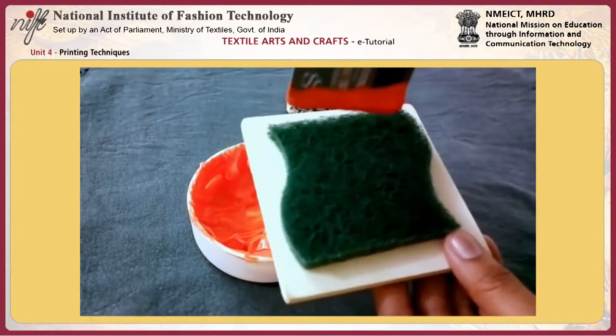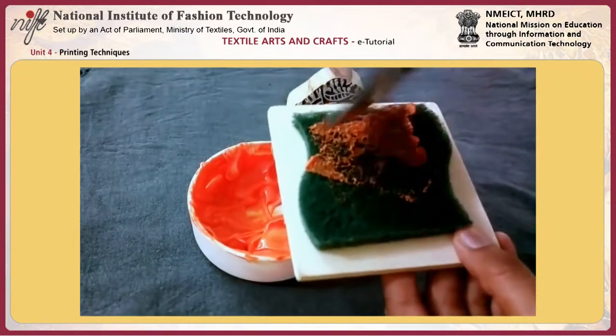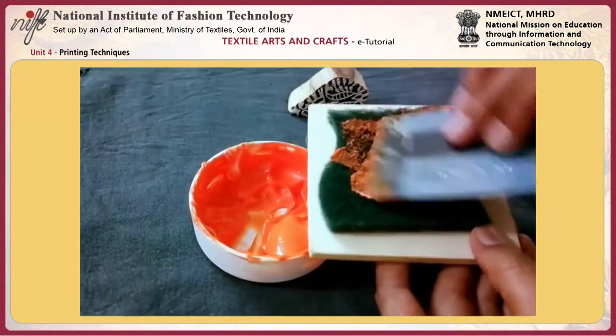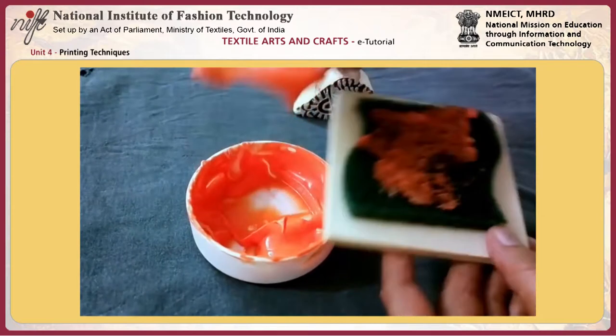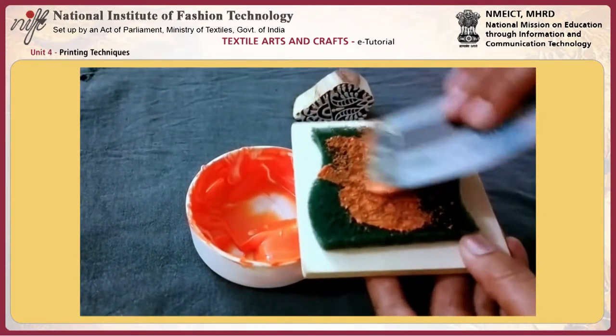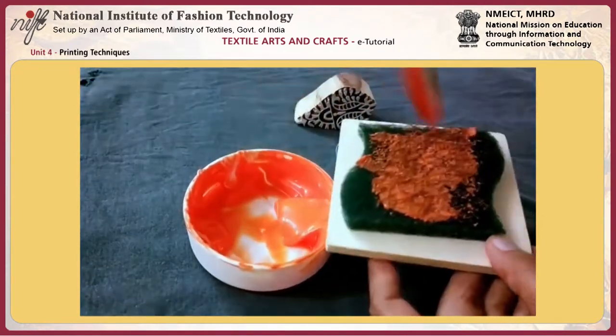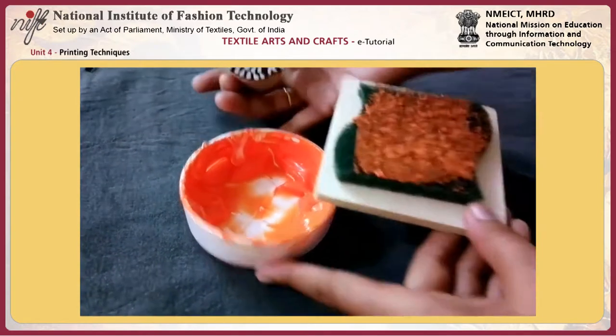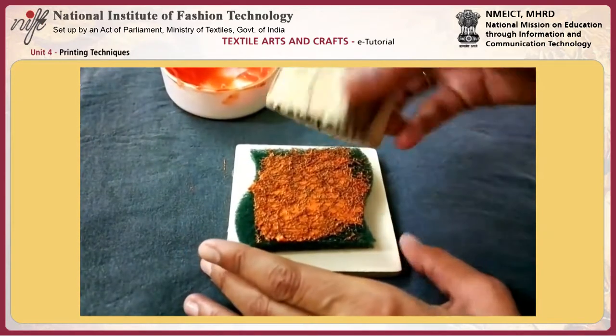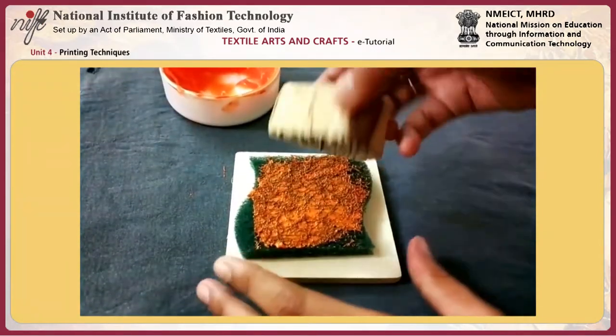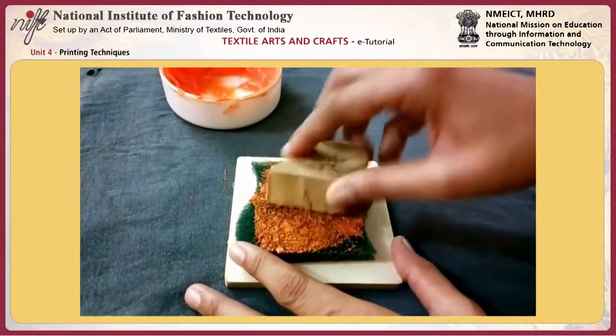Right now I'm using an old card from a shopping mall as a squeegee to apply the color. Squeegee is nothing but an applicator to put the color. So I am keeping that aside. So what I'll do, I'm going to try how it prints, maintain the consistency otherwise.